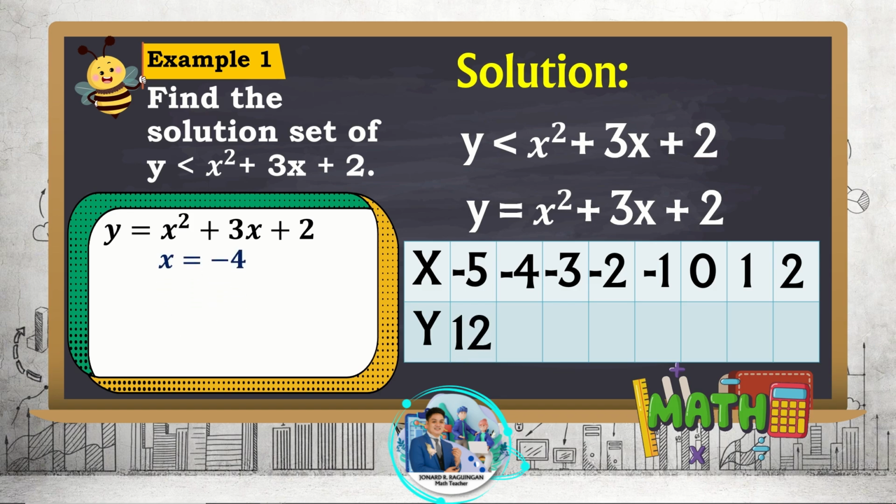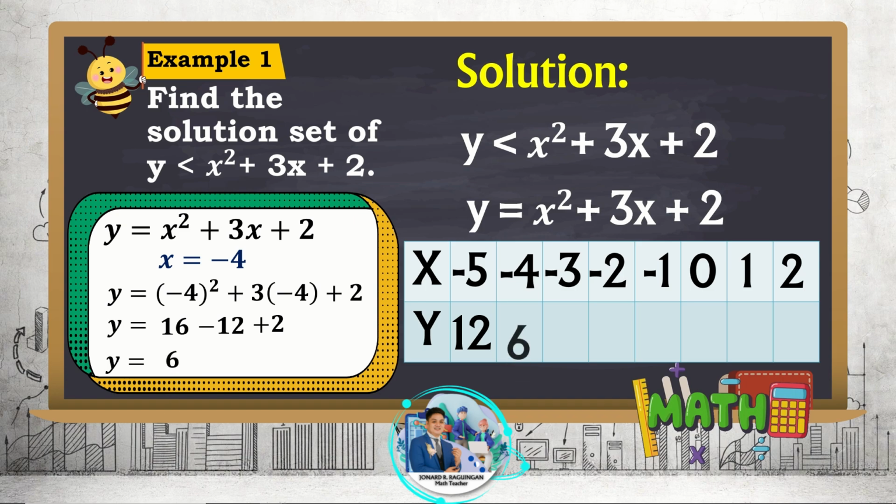Next, for x equals -4. Substitute this value to solve for y. We have y is equal to the square of -4, plus 3 times -4, plus 2. Then simplify. -4 squared is 16. 3 times -4 is -12. Plus 2. Simplify: 16 minus 12 plus 2 is 6. So the value of y is 6.